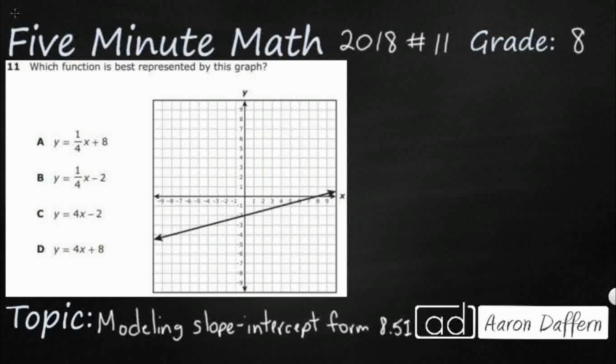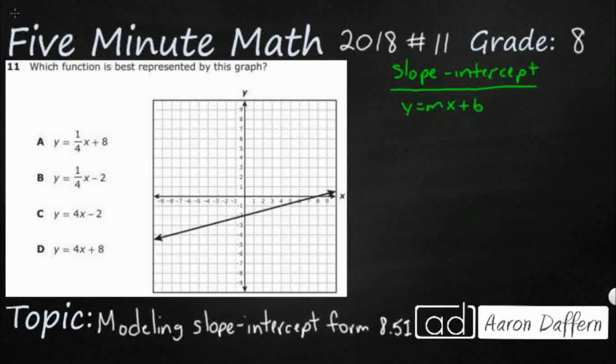So we've got a basic graph here, and we need to find which function is best represented by this graph. And so what do we know? All of our answer selections here are going to use this slope-intercept form. And so let's talk about what that means. So we have a basic straight line. And so we know we're going to use the slope-intercept form. That's y equals mx plus b.